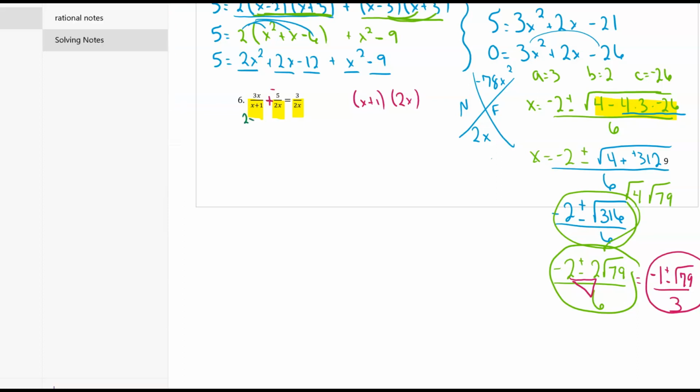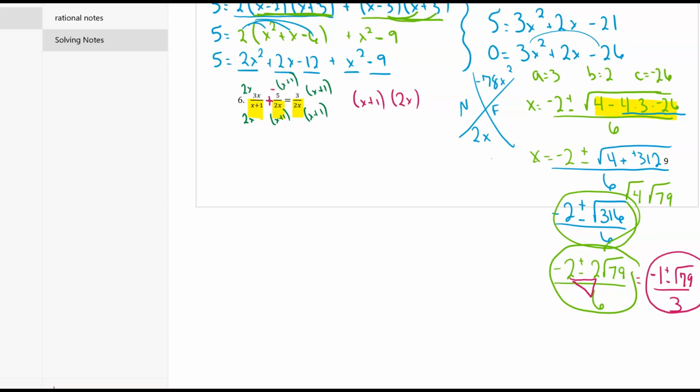So whatever I do to the bottom, I do to the top. My second fraction has the 2x, but it doesn't have the x plus 1, so I'm going to multiply the bottom by x plus 1, and whatever I do to the bottom, I do to the top. And the same on my third fraction. It needs an x plus 1, so whatever I do to the bottom, I'm going to do to the top. And there are slightly different ways you can do this problem, but this is the way I'm going about it.